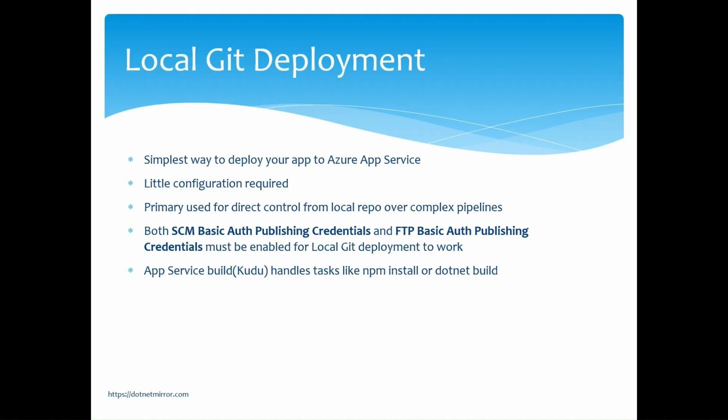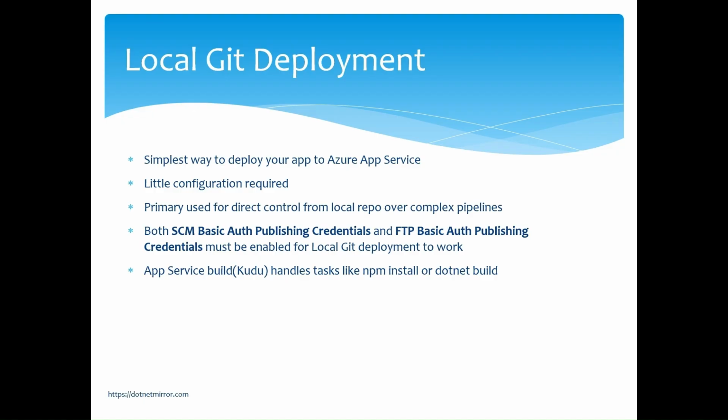Let's understand what local Git deployment is. It's the simplest way to deploy your app to Azure App Service. You just need to do a little bit of configuration in Azure App Service. Once you enable that, your app service will become like a repo for your application. It is primarily used to control your manual way of doing things, and also you don't need to pick up any complex pipelines or repos to have your code in the repos.